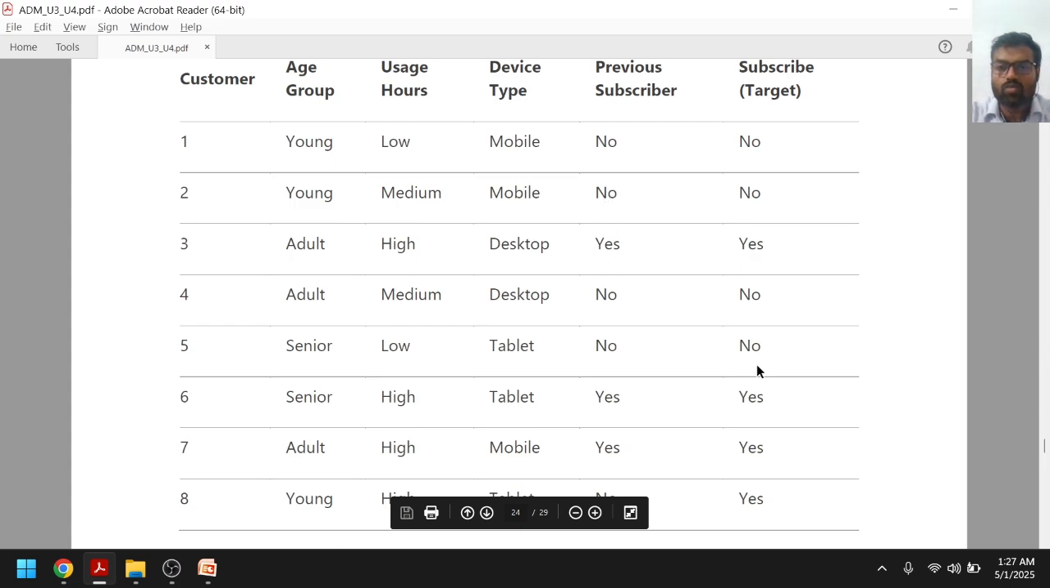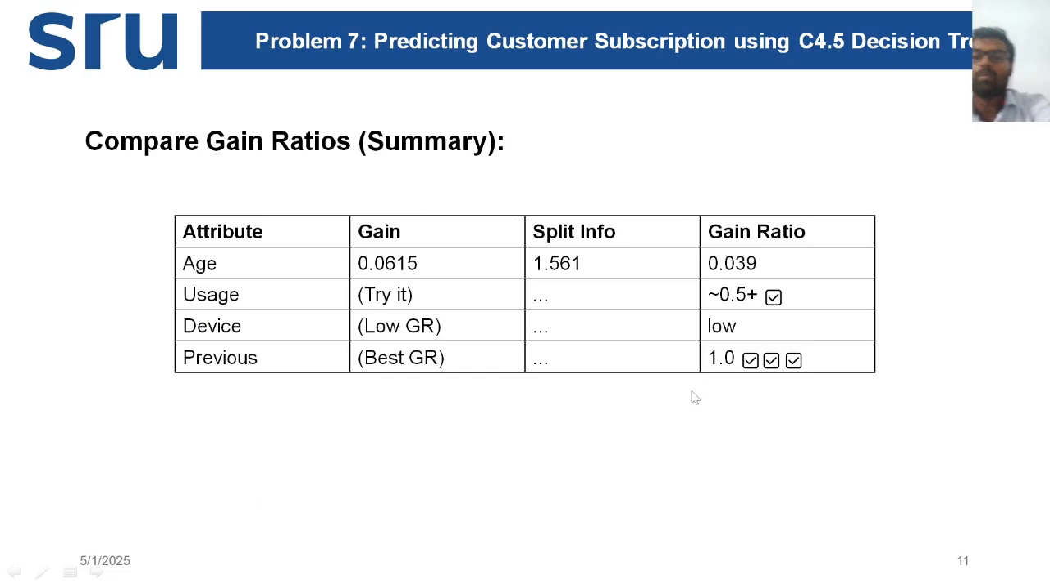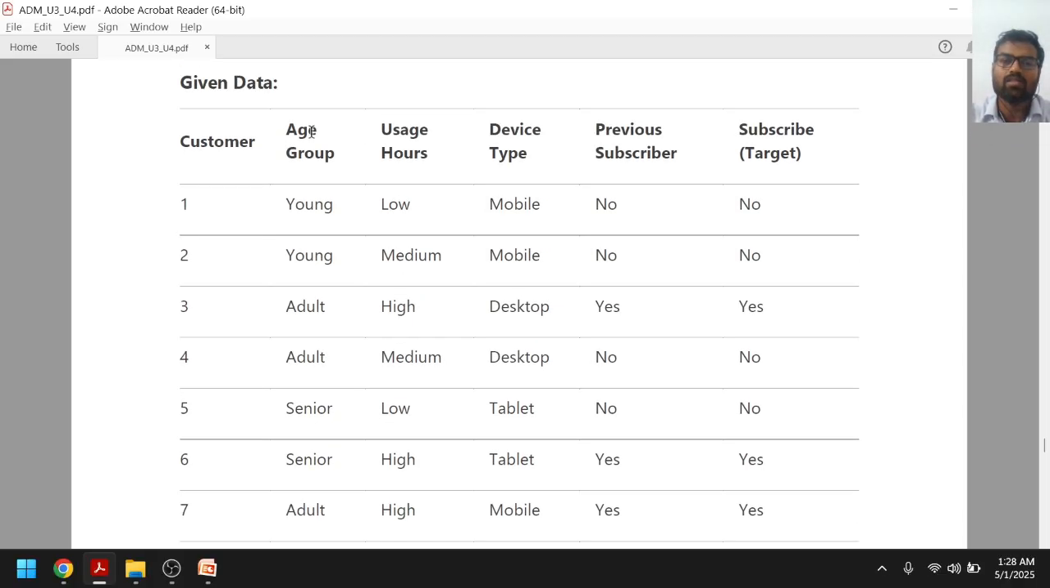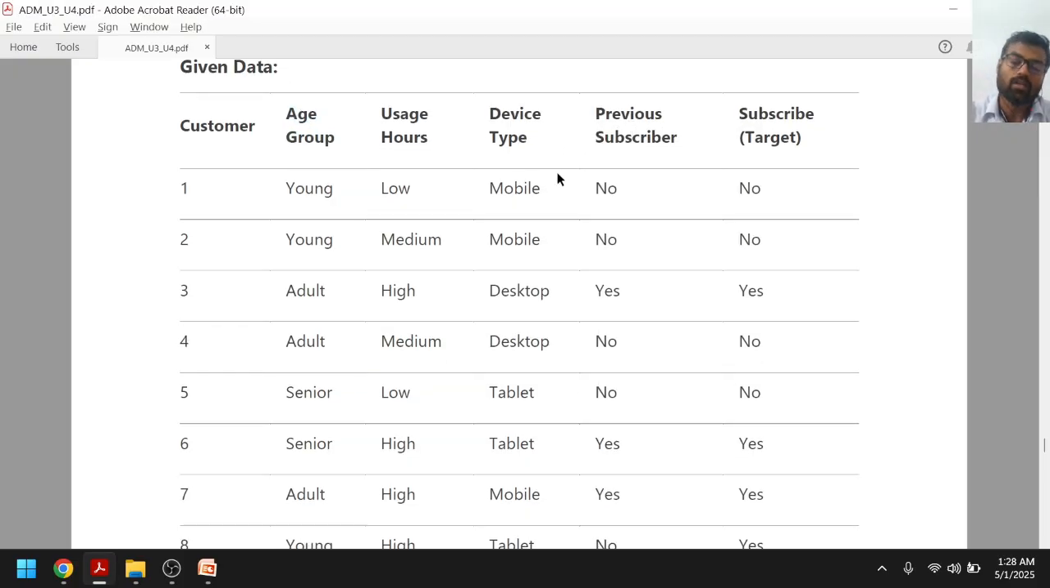Previous subscriber, here no, okay, all the things good, that gives you a gain ratio of 1.0. Based on that observation also you can do it, but my suggestion is, whenever you get this kind of observation, you simply do not take the age group directly. Which one is really good? Avoid impurity and go for purity.